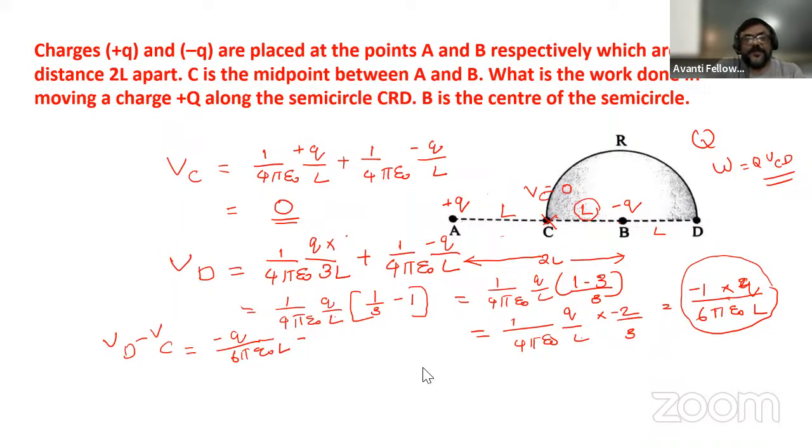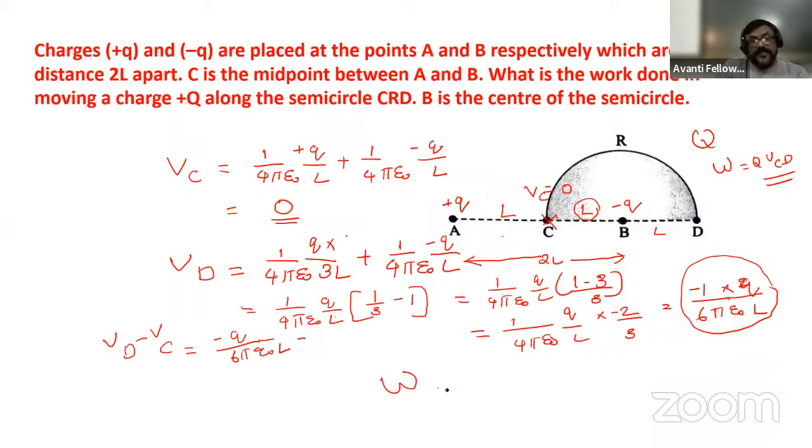Yeah, thank you. Somebody was reminding me I missed L. Thank you. I have seen it. Thank you very much. So, VD minus VC will be equal to a negative Q by 6 pi epsilon 0 into L. This is a potential difference, but what we want to find, our aim is not the potential difference.